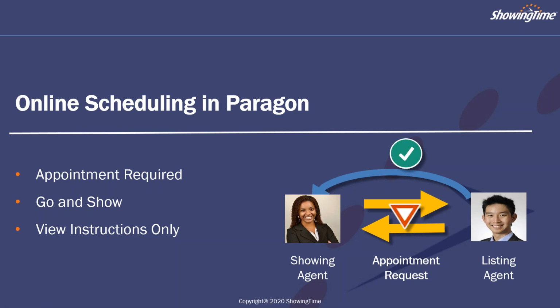So those were the 4 different ways you can receive your notifications. And when we head over to your agent setup in a little bit, I'll show you how you can set your preferences there. But next, we're going to walk through scheduling individual appointments in Paragon. And we'll schedule appointments on listings that are set to each of the 3 different ways that a listing agent can configure their listings. So there's appointment required, I mentioned, is the default, but there's also go and show and view instructions only. And we'll also go through the entire workflow. We'll walk through a showing agent submitting that request and how a listing agent will confirm the appointment.